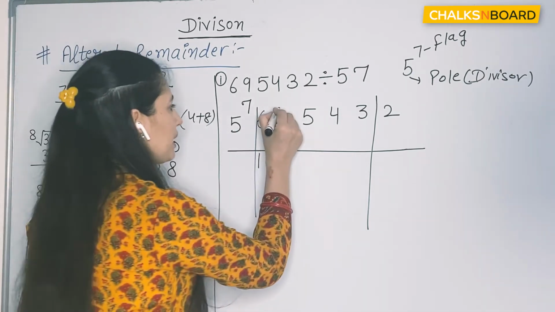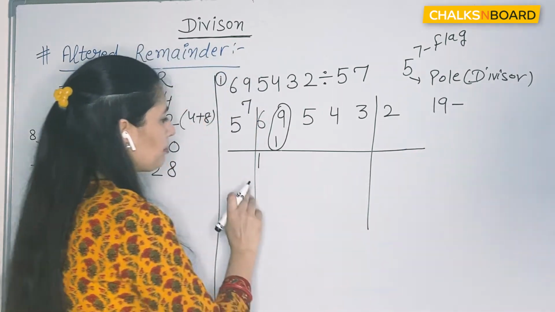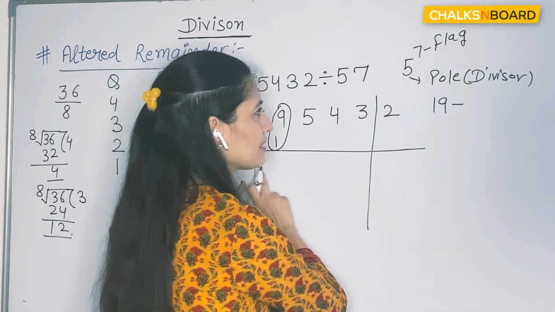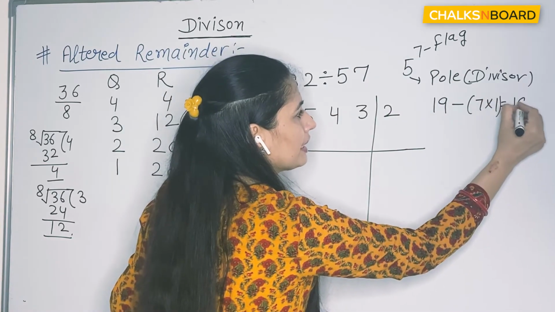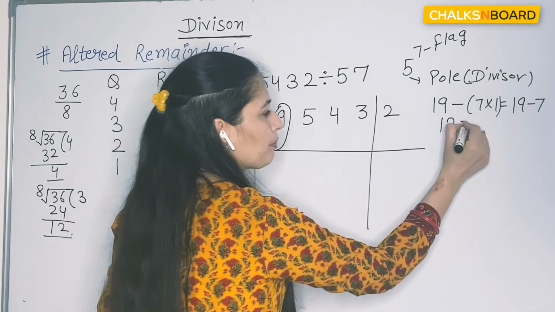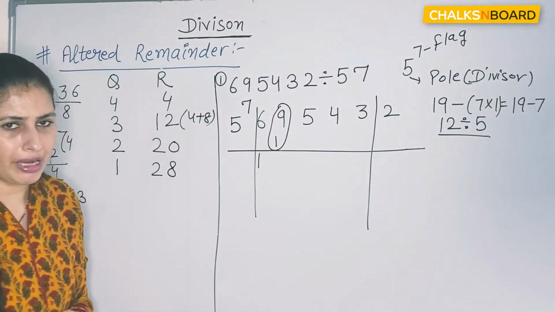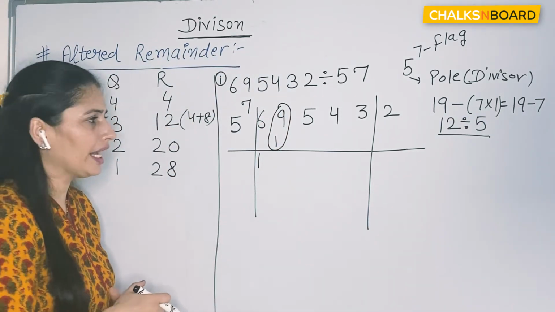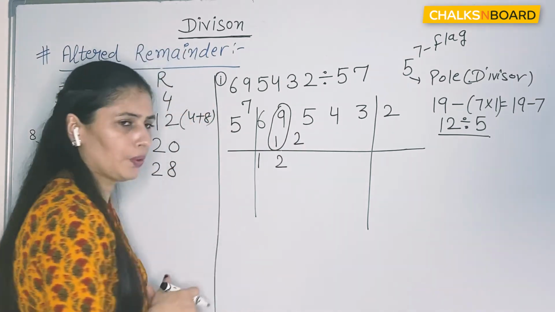Now next number is 19. The same process will follow. 19 minus multiplication of the previous digit with the flag, that is 7 ones are 7. That is 19 minus 7, we got 12. You have to divide 12 by the flag, that is 12 divided by 5. So your quotient is 5 2s are 2 and remainder is also 2.